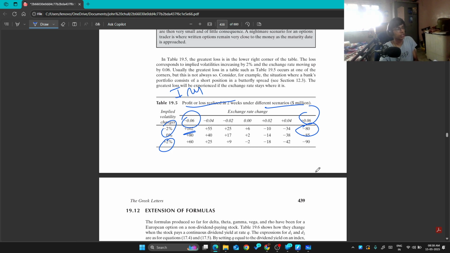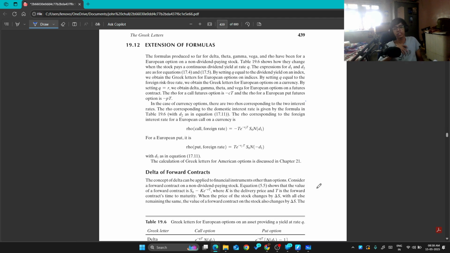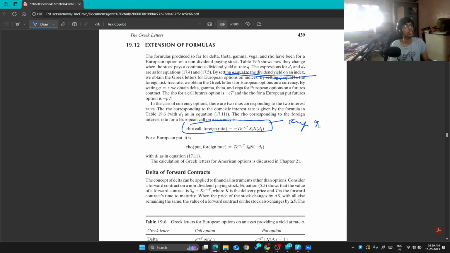Let's talk about extension of the formula. Some indexes also give a dividend yield. So to price the index option, we have slightly changed it. Let's say Q is the dividend yield on the index. So rho is the rho for currency, and for the interest rate product it is RF. RF is the foreign interest rate, just a little bit of change.